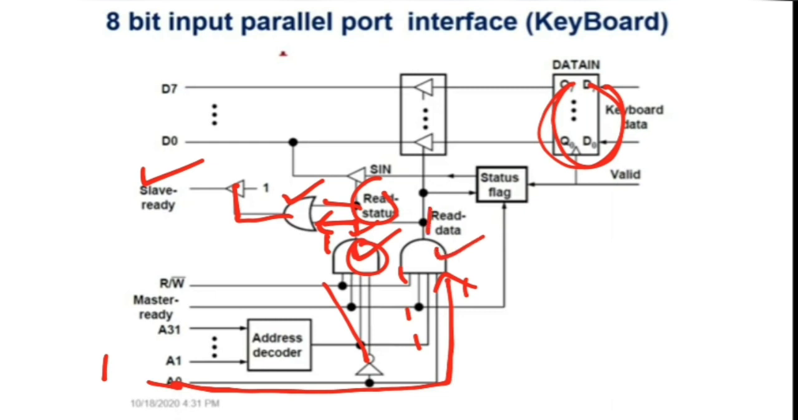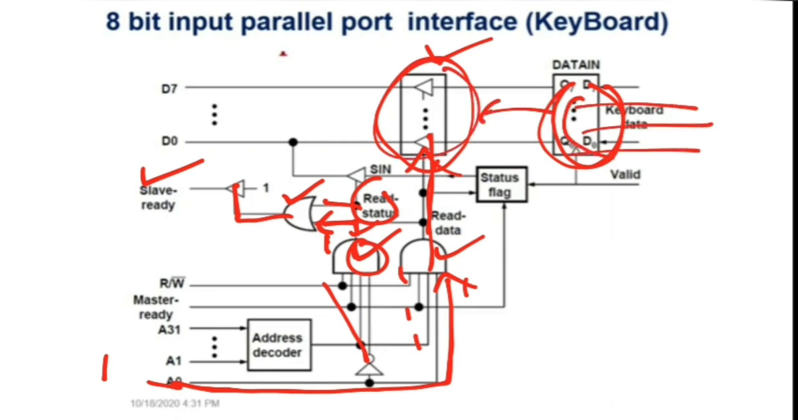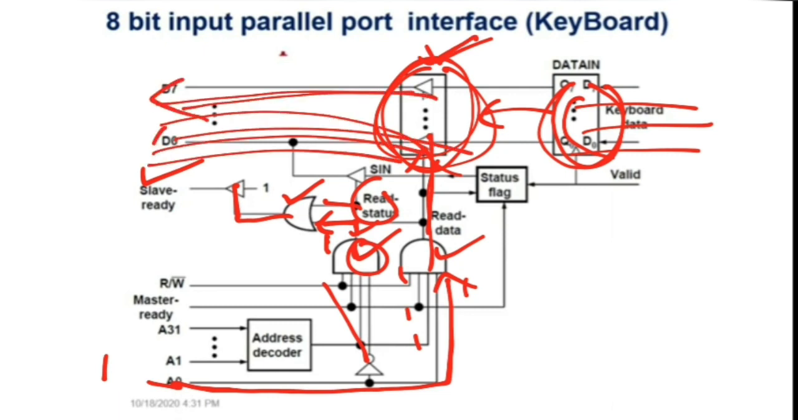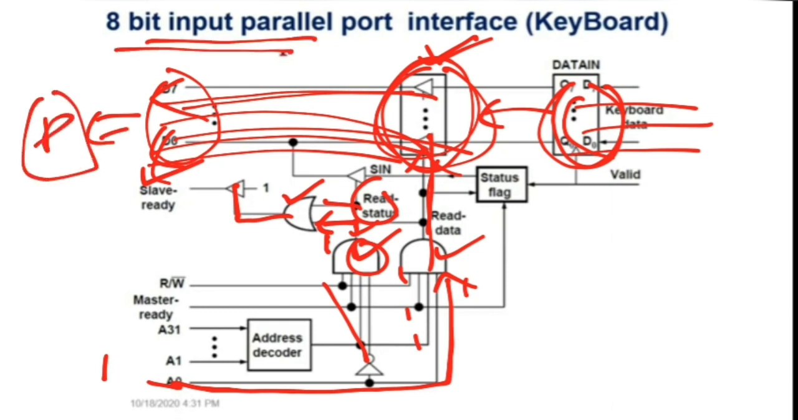Read the data means this is connected directly to this part, right? And what does this have? This has all the data which I have inserted. It has traveled to here. So this will become readable and all this data transferred to the processor. This is the data line and it is connected to the processor here. Okay, this is how the 8-bit input parallel port works for keyboard.